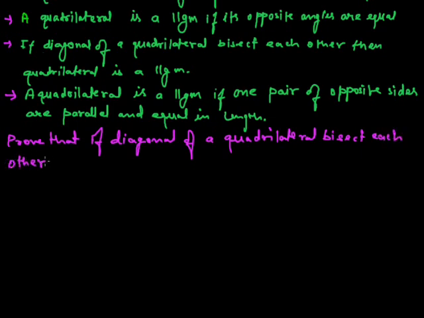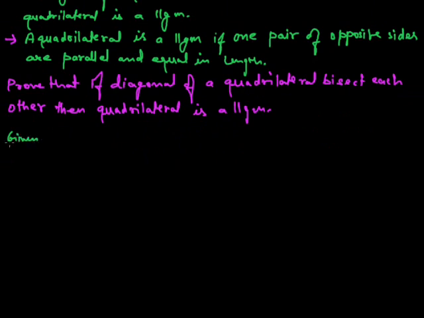then the quadrilateral is a parallelogram. Now we need to prove. We are given that quadrilateral है जिसके diagonals bisect कर रहे हैं each other. हमें प्रूव करना है कि वो पैरेललोग्राम है. अब पैरेललोग्राम प्रूव करने के लिए उसके साइड्स को पैरेलल बनाना है. Okay, so let us start with the given things.